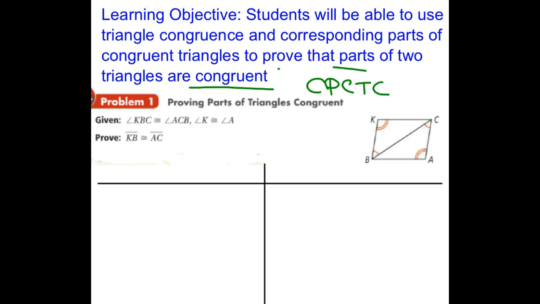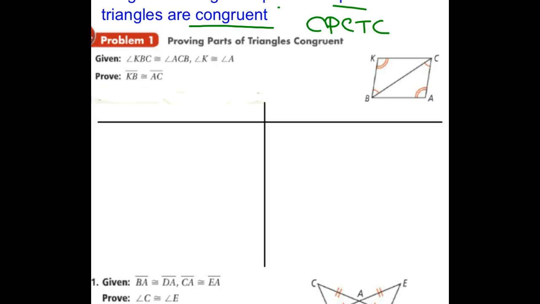But remember that in order to do a CPCTC proof, you first do a triangle proof. So remember that there are 5 ways to show a triangle congruent. You can go ASA, SAS, SSS, AAS, and hypotenuse leg. So we're going to have to show one of those. We start our proof like you guys know. We copy down that given.